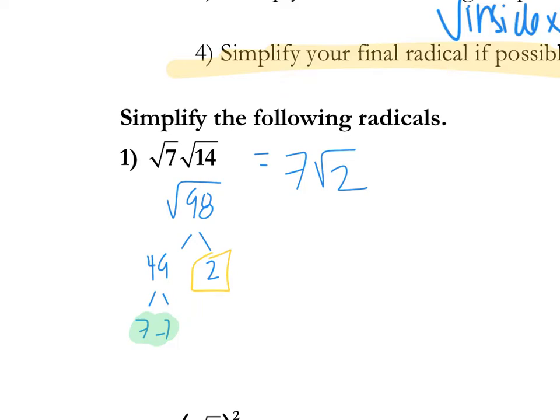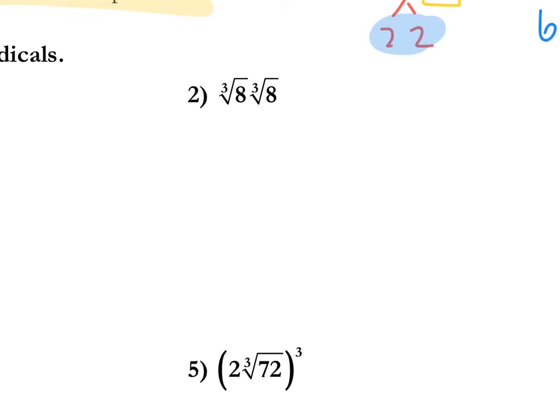Let's go to the second example. Remember to look before you cross the street. See if you can simplify them first. And this problem is actually really nice because the cube root of 8 is just 2. And we just get 4.